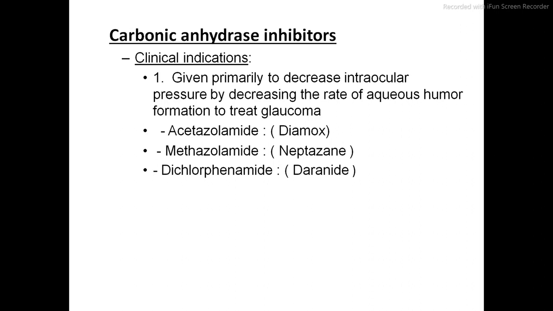Then the carbonic anhydrase inhibitors are given primarily to decrease intraocular pressure by decreasing the rate of aqueous humor formation to treat glaucoma. So generally these carbonic anhydrase inhibitors, that is acetazolamide, methazolamide and dichlorphenamide, are used in the treatment of glaucoma.